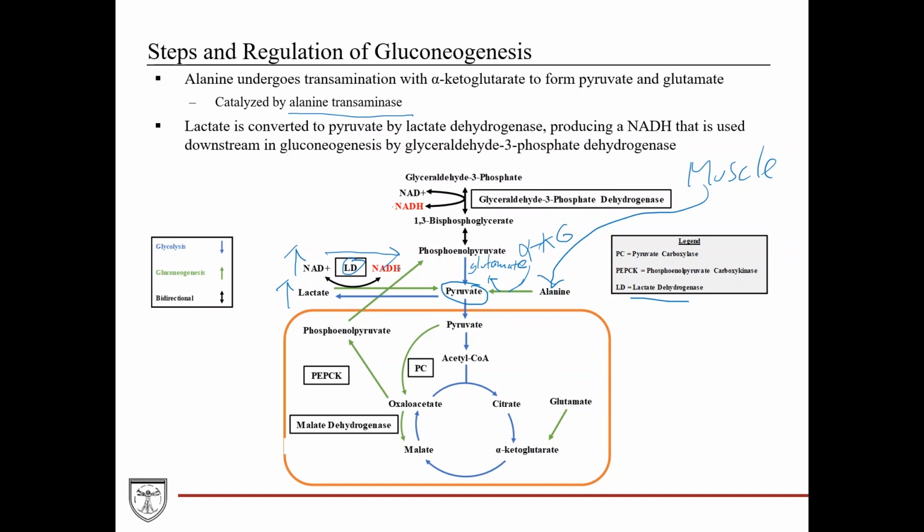And then what's also important to note is that it produces an NADH during gluconeogenesis, which then can be used up here by the glycolysis enzyme glyceraldehyde 3 phosphate dehydrogenase. Except in this instance, it's going to use it in its gluconeogenic function of converting 1,3-phosphoglycerate into glyceraldehyde 3 phosphate, which then produces a NAD+, as we show here.